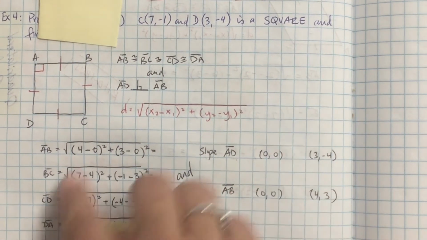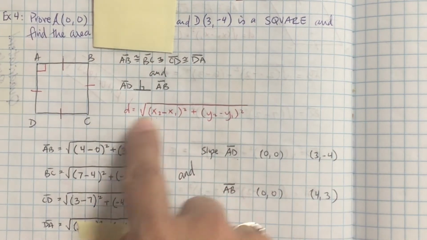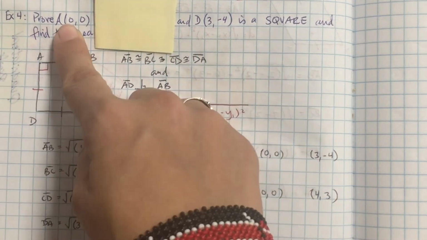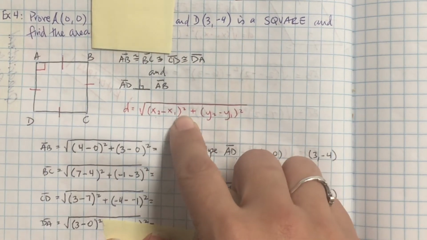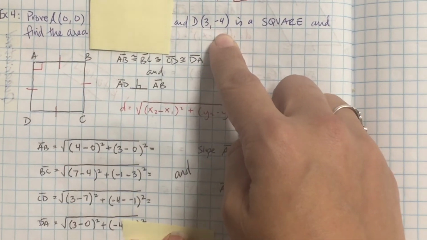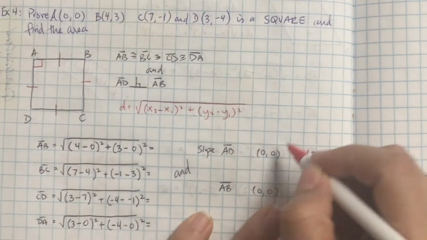And last one, DA, A being 1, D being 2, because the order doesn't matter. x2 being 3 minus x1, which is 0, close parenthesis, squared, plus open parenthesis, y2, which is negative 4, minus y1, which is 0, close parenthesis, squared.